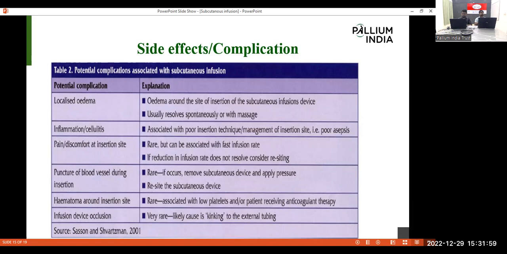Then puncturing of the blood vessel during the insertion. While inserting, if we maintain the angle within 45 degrees, we can avoid puncturing the blood vessel.